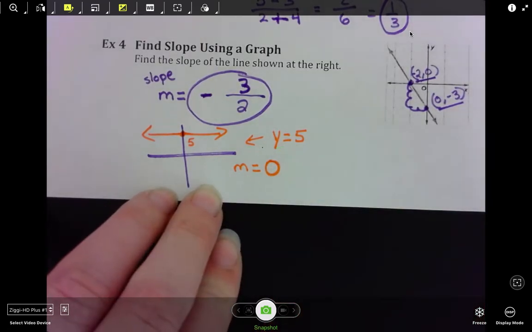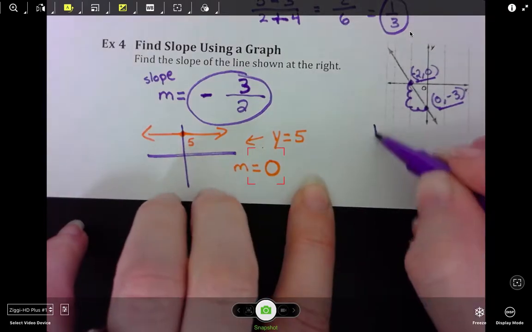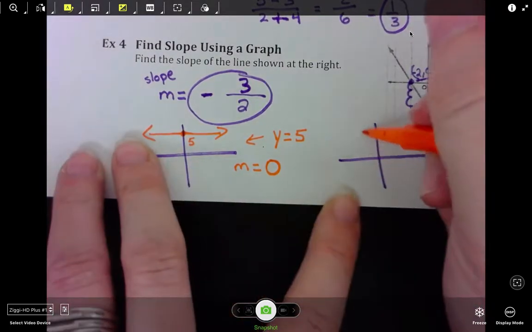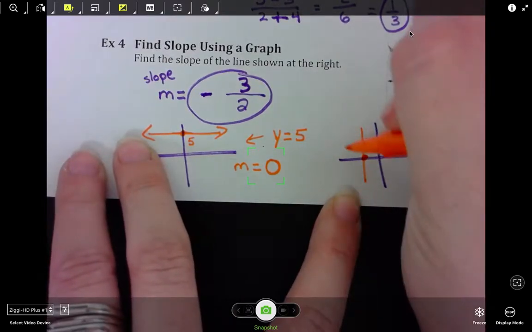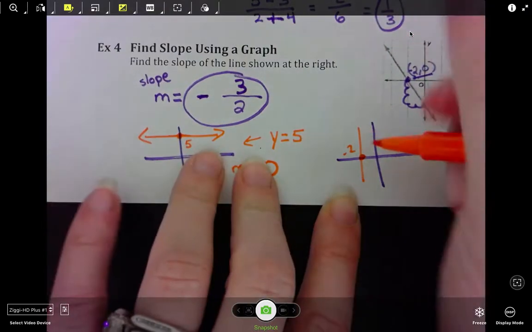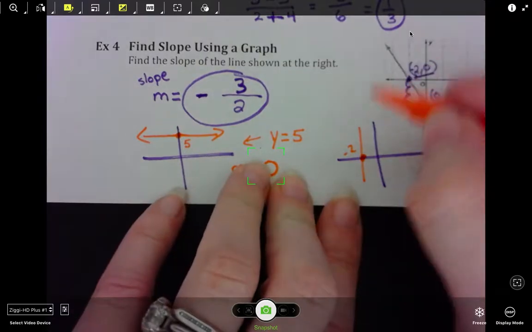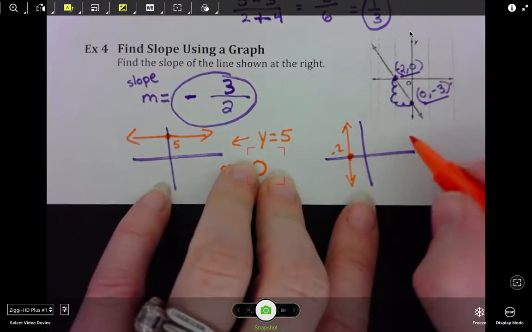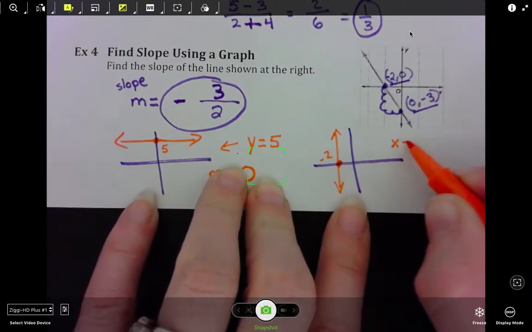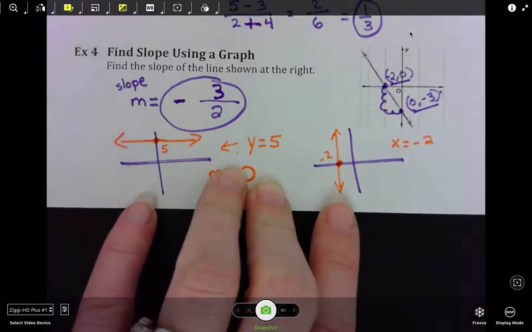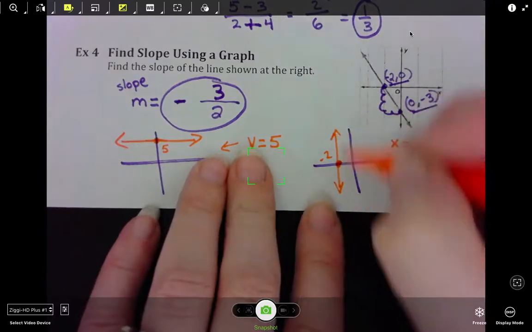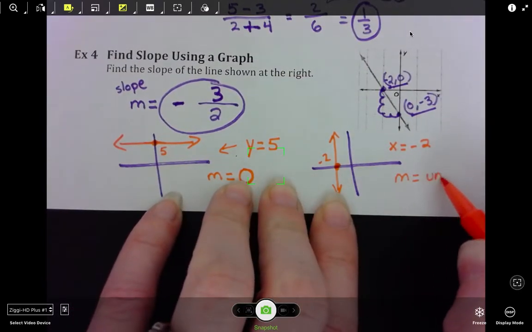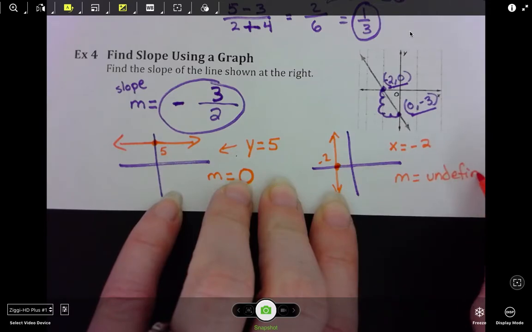Now, if we compare that to a vertical line, so here's what a vertical line looks like. Let's say this vertical line is crossing at -2 on the x-axis, okay? This vertical line is cutting the x-axis, okay? So the equation for that one is going to be x equals -2, all right? Because it's cutting the x-axis. Its slope is undefined, okay?